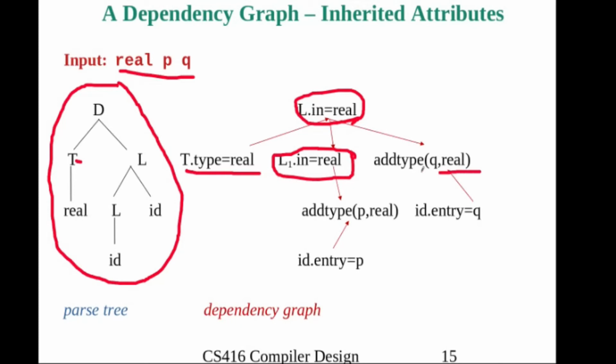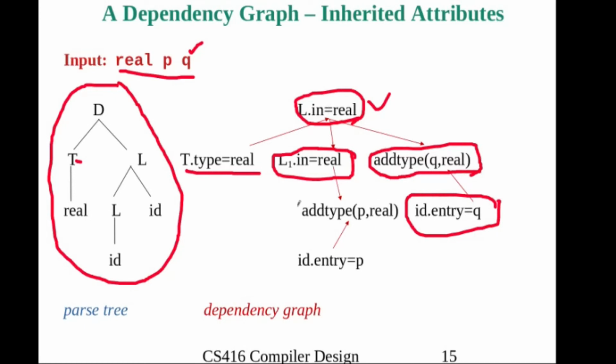And here also, see this Q is a variable, or we can say identifier. Its type is obtained from its parent node. So it is equal to real, and we have to add the type of Q in the symbol table as real, and it is obtained from its parent. So that's why it's an inherited attribute. Actually, Q is obtained from the symbol table id.entry, and real is obtained from its parent L dot in.